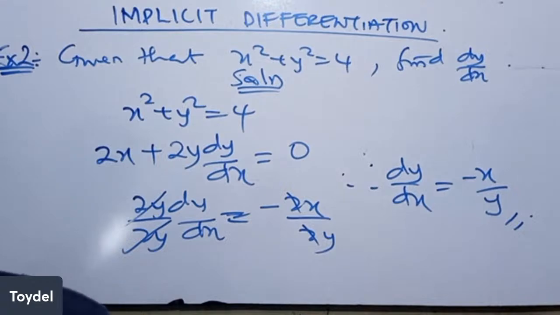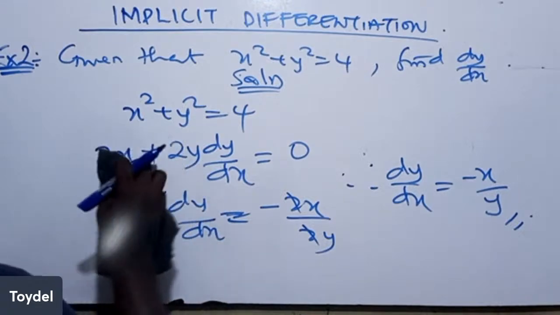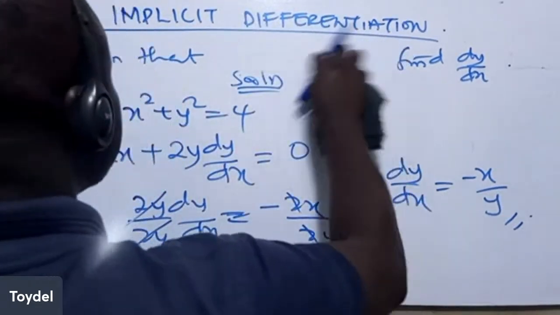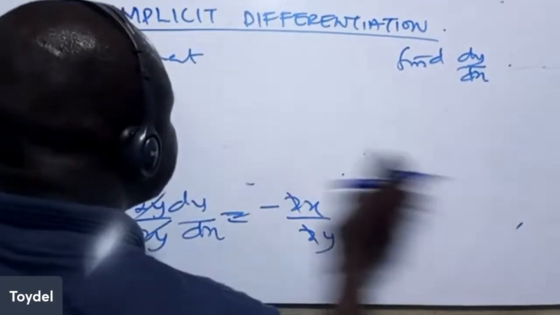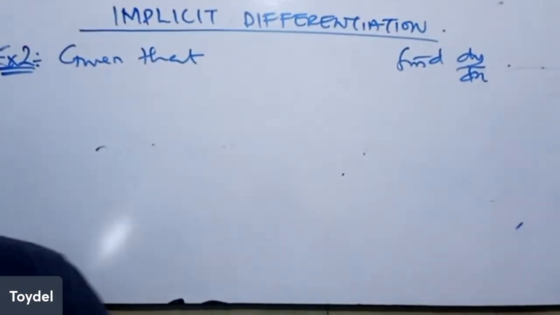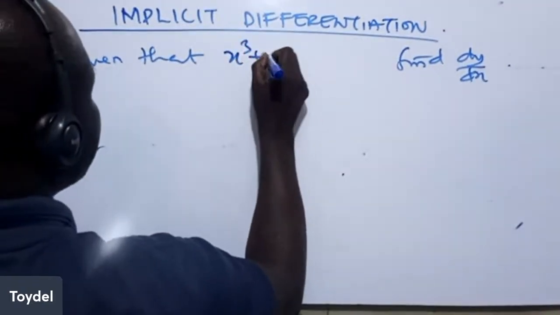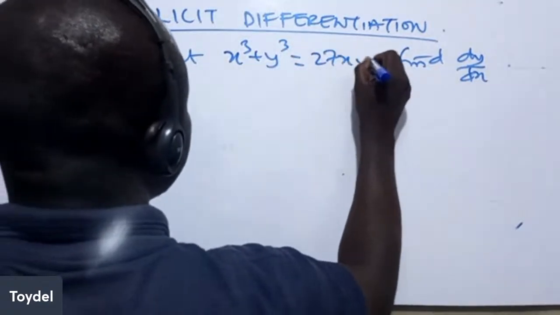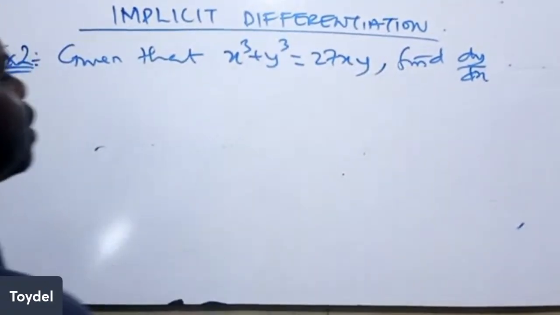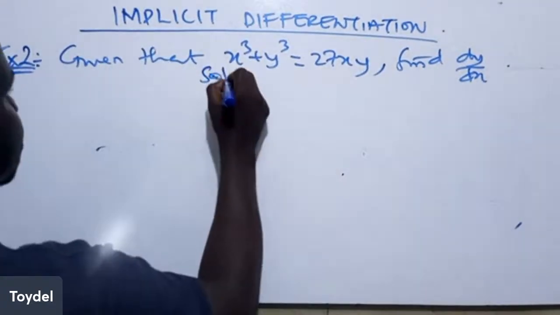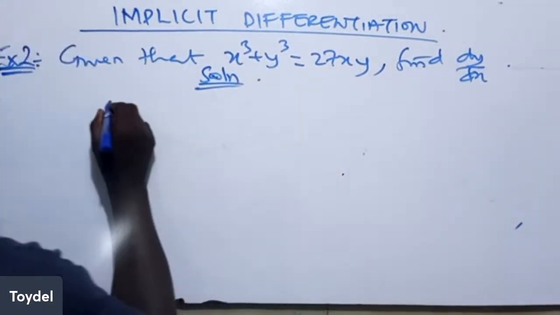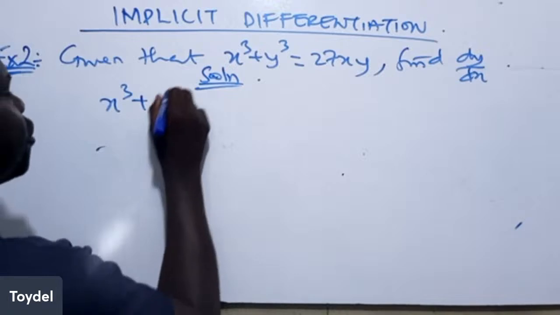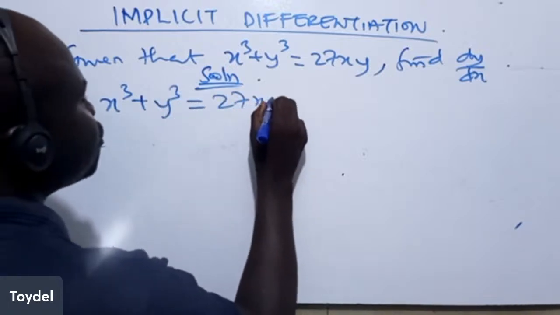Under implicit differentiation and see the implication. Let's see another example. Let's say given that x cubed plus y cubed is equal to 27xy. Find dy/dx. So the same thing is applicable here. We just say x cubed plus y cubed is equal to 27xy.